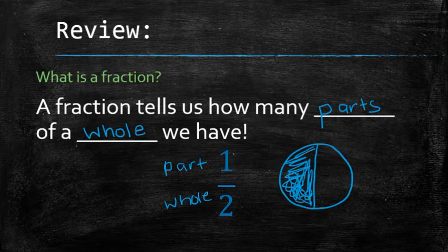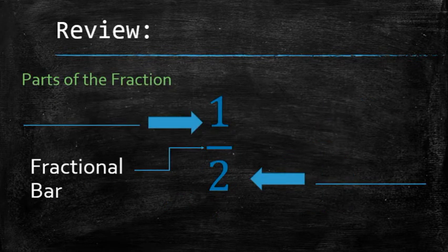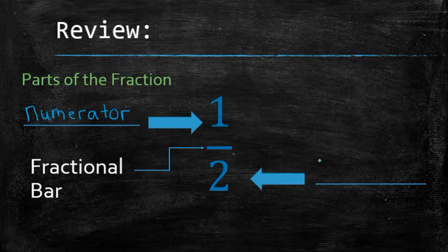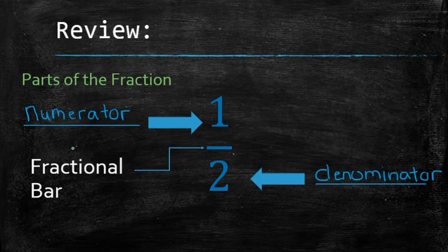Okay, pretty simple, right? Let's review the parts of a fraction. The top number is called the numerator. And then we have the fractional bar here, and then we have the denominator. All right, and I know you remember that from last year, that the numerator and the denominator are in those places, and then you have the fractional bar here.